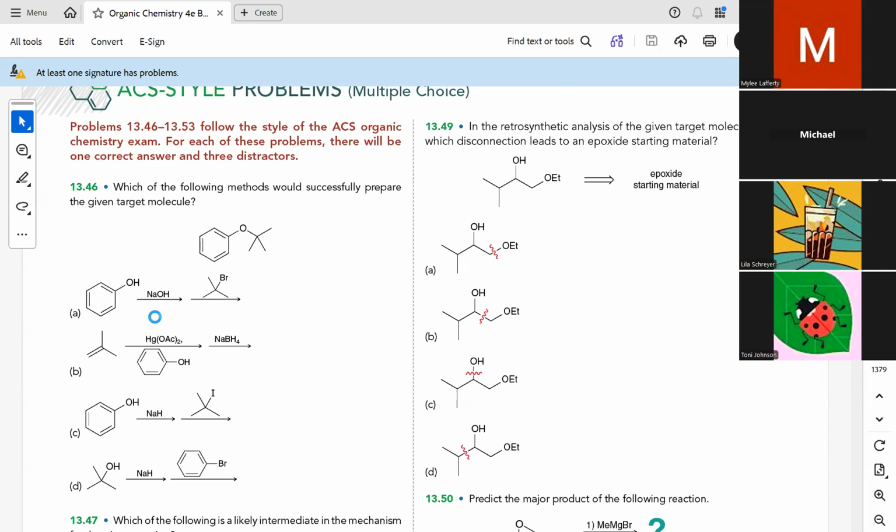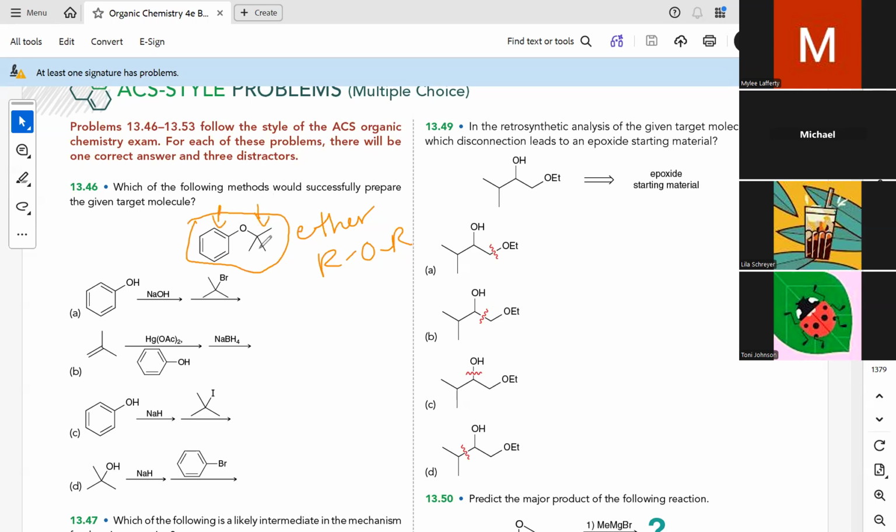Let's see here. So our product, we have this given or target molecule is an ether. So in chapter 13, we have ethers, epoxides, sulfides, thiols in this chapter. So this is an ether product. If you recall, that has that general form, ROR. And we're asked which of these methods would successfully prepare this. So we have an R group, which is a phenyl group, and then the other R group. So this is our first R group.